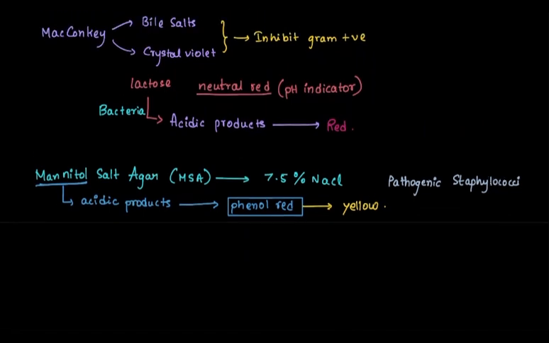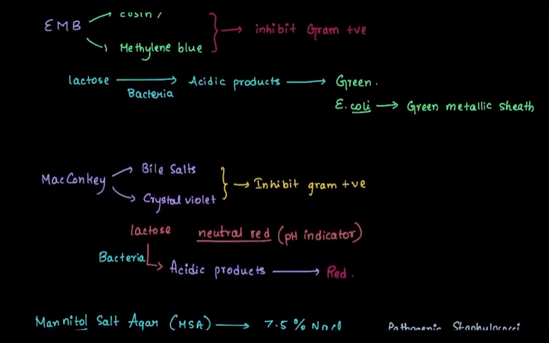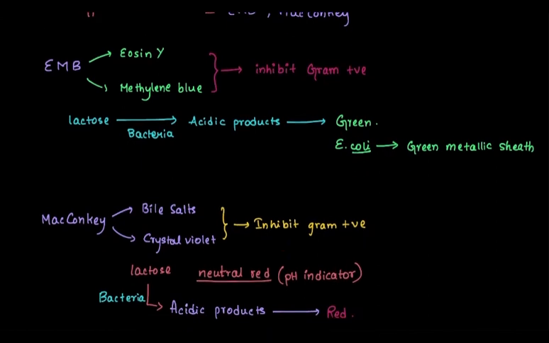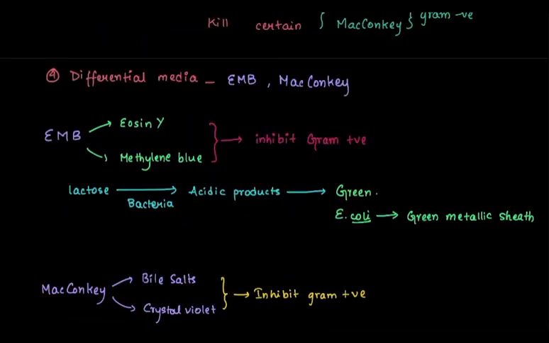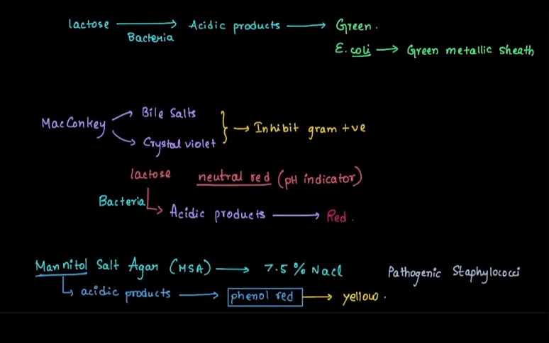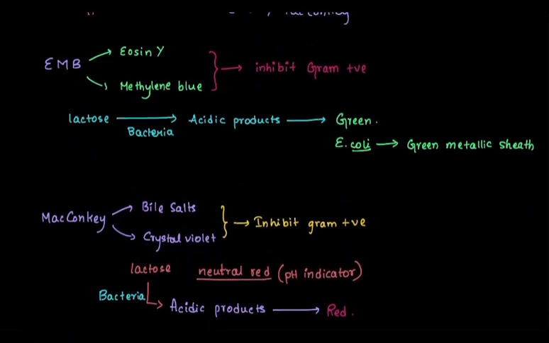So that's about it. Most of the media of a microbiology lab that you're going to use: EMB, McConkey, and mannitol. These are some differential media which differentiate between different kinds of organisms based on the things that are present in the media, such as bile salts and crystal violet for McConkey, high salt concentration for mannitol salt agar, and eosin and methylene blue for EMB.